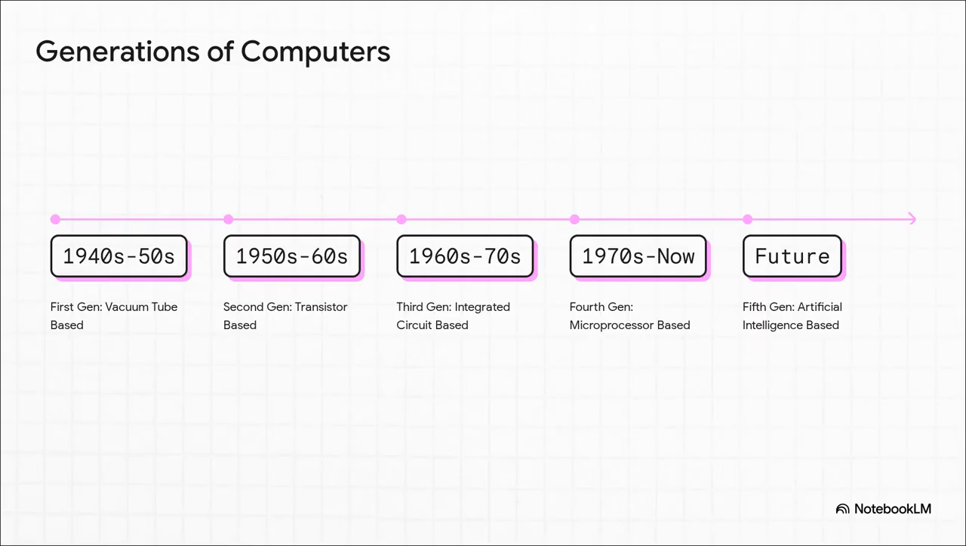The history of computing is just a story of shrinking hardware. The first generation used these massive, hot, unreliable vacuum tubes. Then came the transistor. That was a total game changer. That led to integrated circuits where we could cram tons of transistors on one chip. And that led to the microprocessor, the entire brain of the computer on a single piece of silicon. And now we're heading into the fifth generation, which is all about artificial intelligence.